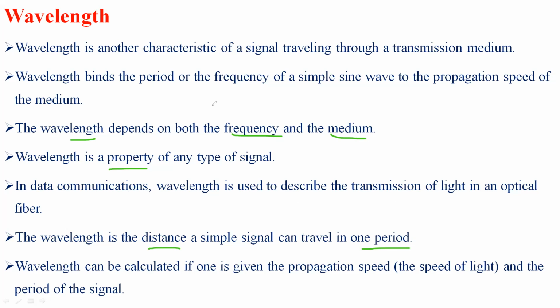the signal. So how are we going to calculate this wavelength? Wavelength is equal to propagation speed divided by frequency. So by using this formula, we calculate the particular wavelength.